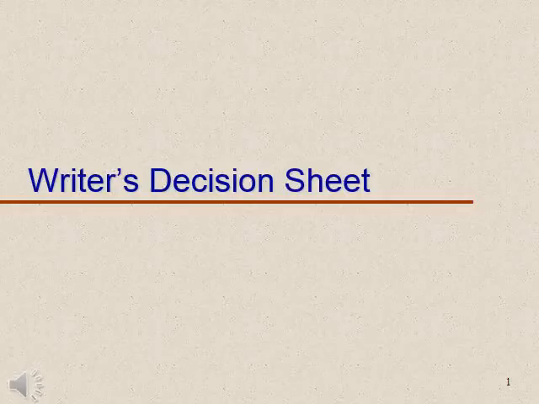The key to the Writer's Decision Sheet is to understand that it's a decision-making tool. It asks you questions that, when you answer, will help you clarify your decisions about the piece of writing you're about to write. Let's turn to the Writer's Decision Sheet on the next page.